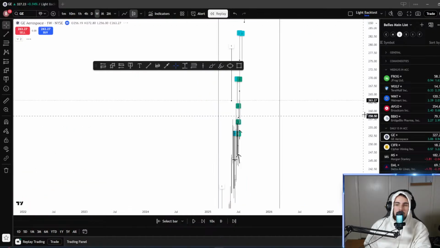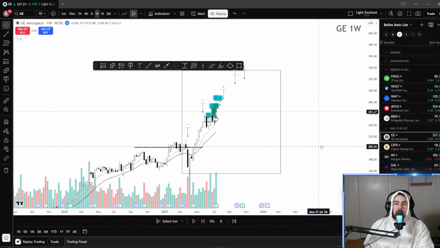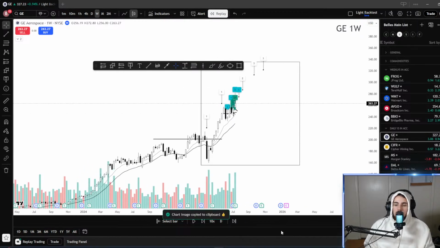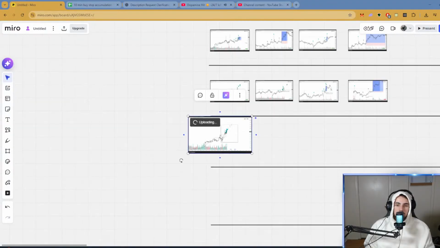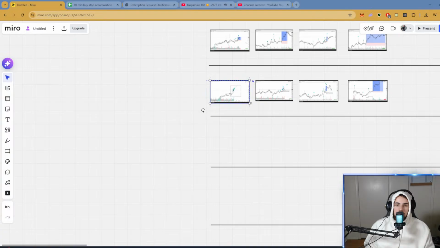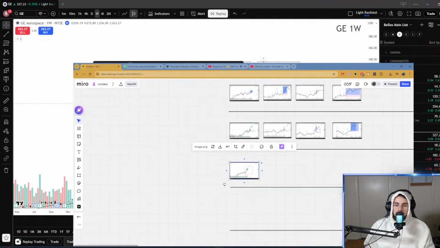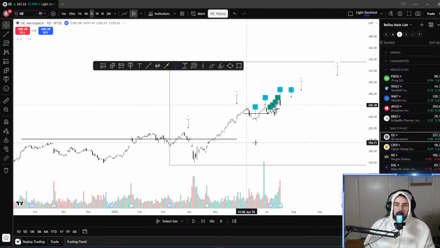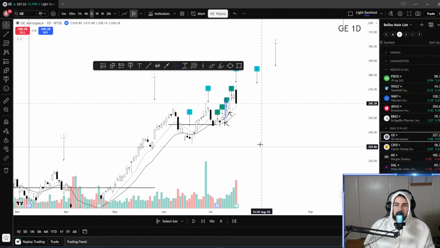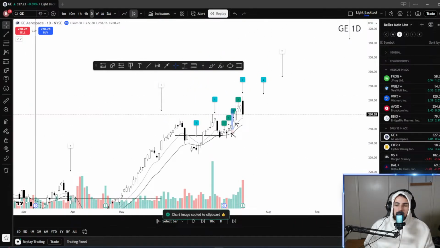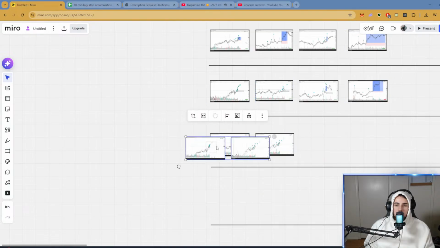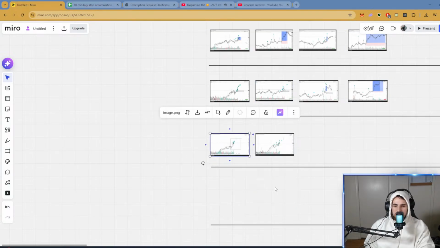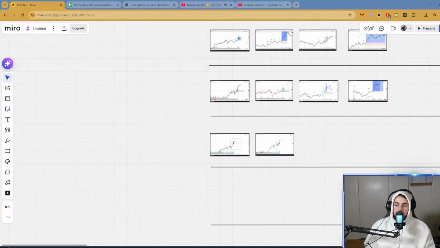So what I'm going to do is screenshot this, copy image, and we're just going to add it in here. Now there's two trades in here, so I can actually just do it once. That's fine.